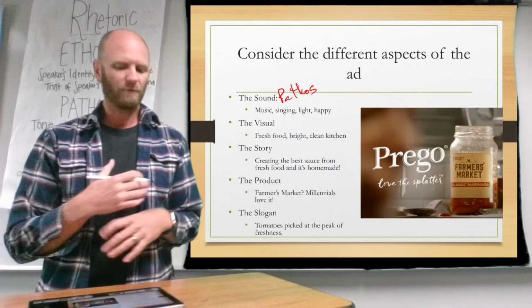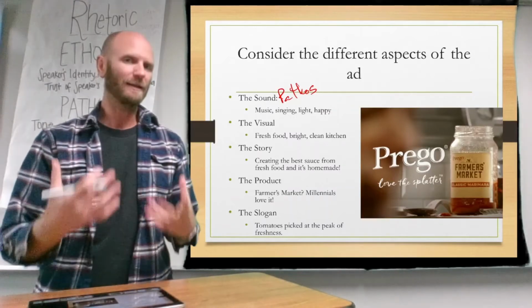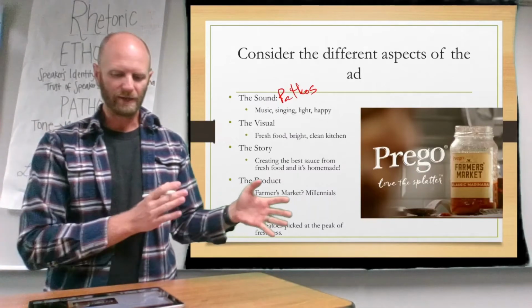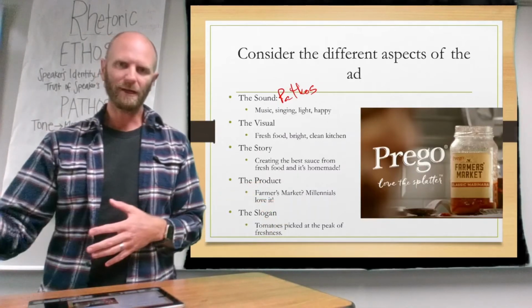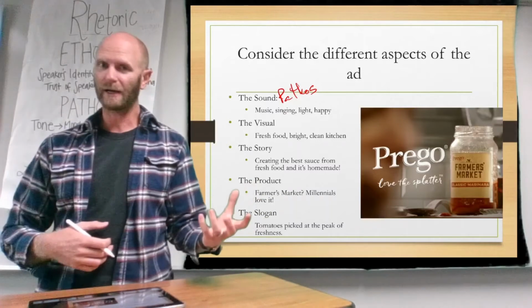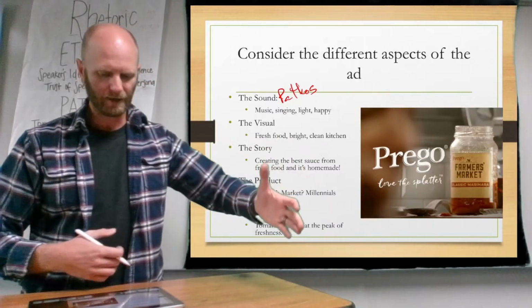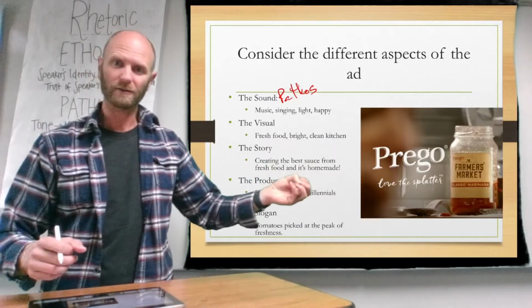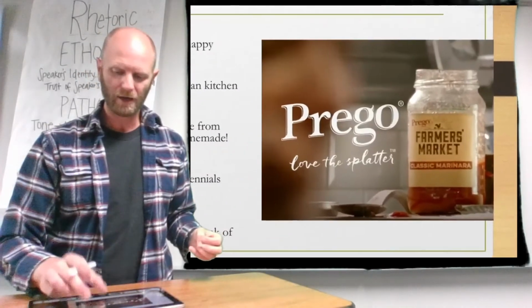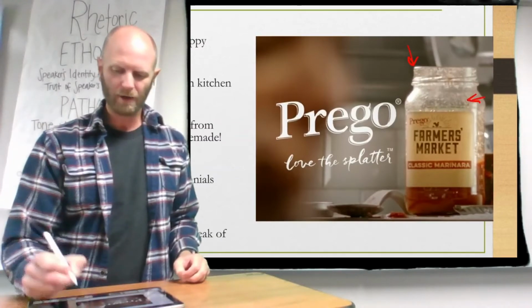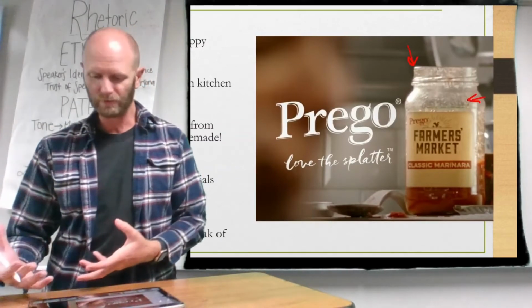Again, the visuals: fresh food, a bright, clean kitchen. And if we think of the story that it goes through, picking ingredients, then showing the actual creating of the sauce, and then serving it to somebody. And as we notice at the very end, it shows us the product. Notice how the jar's open. Notice how some of it's already been used.